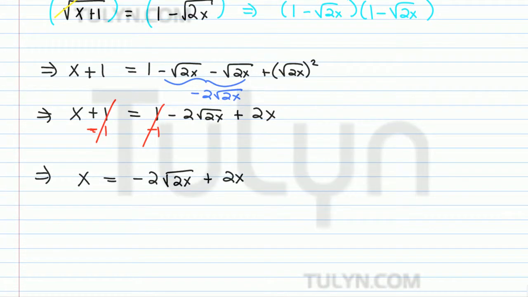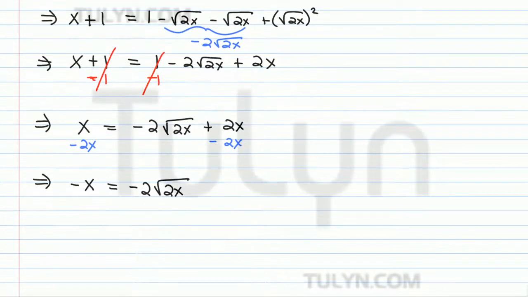And now it looks like we're going to have to square again, right? Because there's this pesky square root of 2x we're going to need to get rid of. So we want to move everything that's under the radical sign to one side and everything that's not under the radical sign to the other side. So in this case, we want to actually subtract a 2x from both sides. So on the left side, this is just going to become minus x. And on the right, this is going to become minus 2 times square root of 2x.